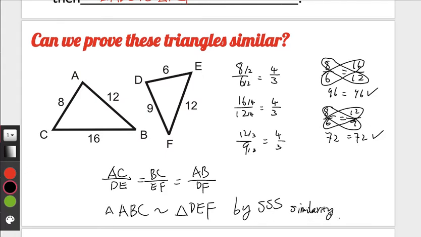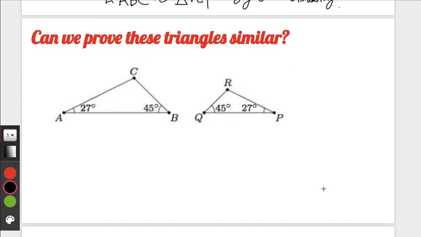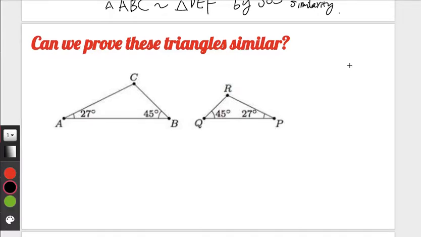Again, it's different from the SSS congruence, so please make sure you can tell the difference. Okay, let's check this example. It's very straightforward. We have two triangles here, and this time we have only angles. So we know one pair of angles, 45 to 45, so angle B is congruent to angle Q.